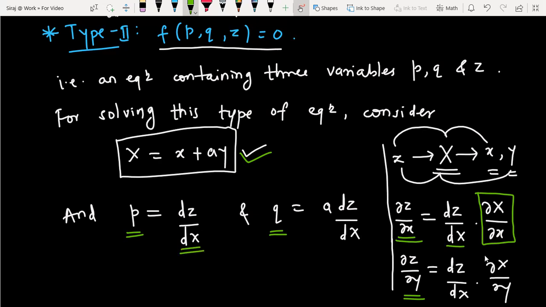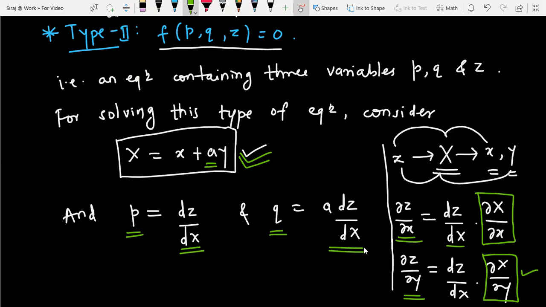In the second equation, we have del capital X by del y, meaning the partial derivative of capital X with respect to y. That is nothing but a. So here, in place of this box, a will come, so it will become a into dz by dX. So that's why the value of q is a into dz by dX. So by using the rule of transformation of independent variables, we can calculate the values of p and q in this manner.